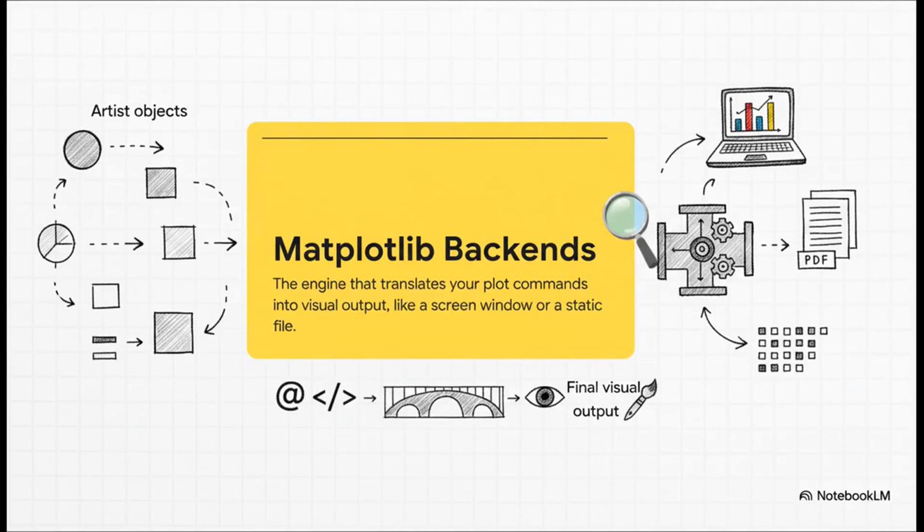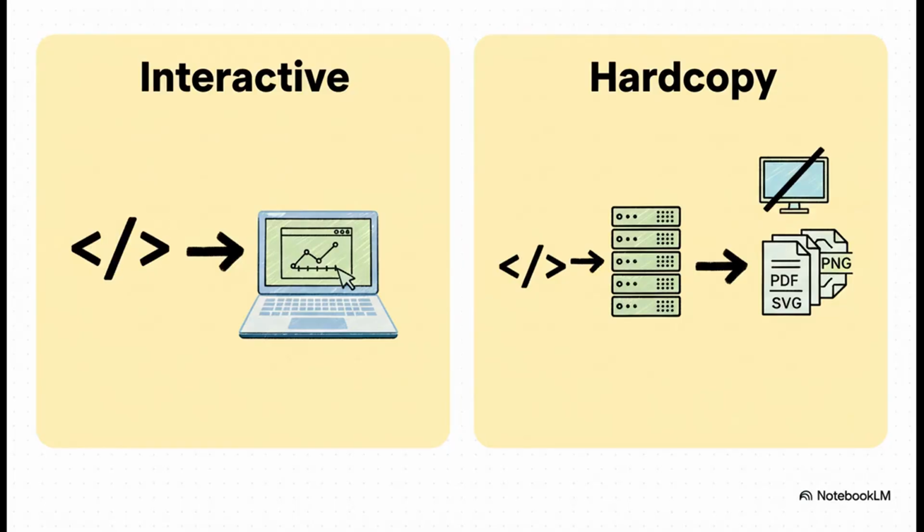The secret to fixing this is understanding something called Matplotlib backends. So what's a backend? It's basically the engine that takes all those artist objects we talked about, the lines, the text, all of it, and actually draws them. It's the thing that translates your Python commands into an actual image, whether that's a window on your screen or a PNG file.